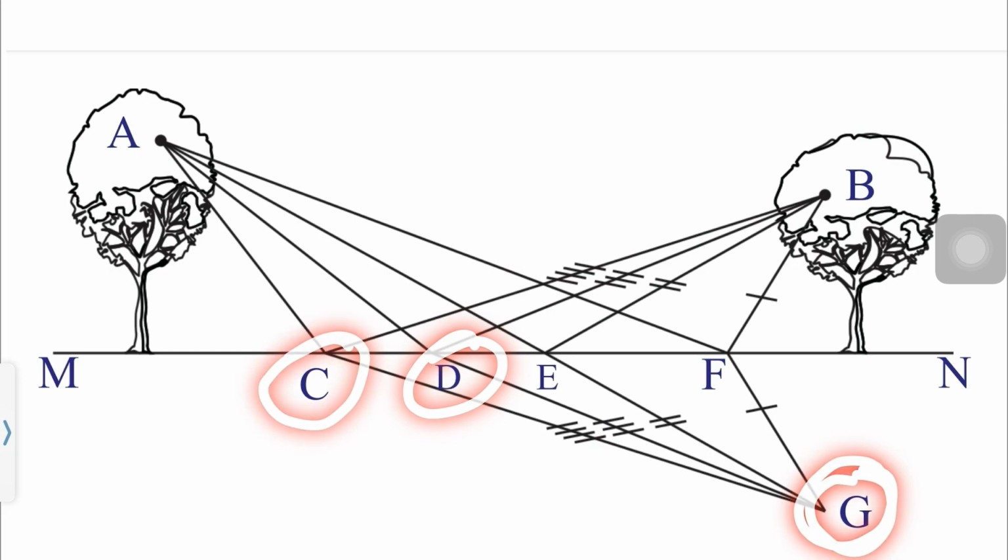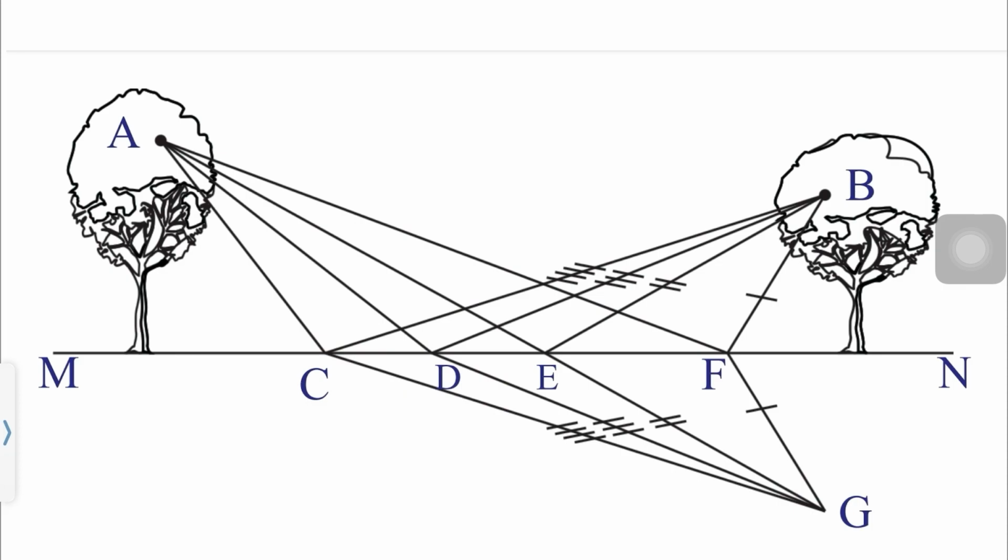Now let us draw lines from F to G, E to G, D to G, C to G as shown in the figure. Now if you measure the lengths, FB will be equal to FG, EB will be equal to EG, DB will be equal to DG and CB will be equal to CG. If you observe all the paths, we are having a bend everywhere.